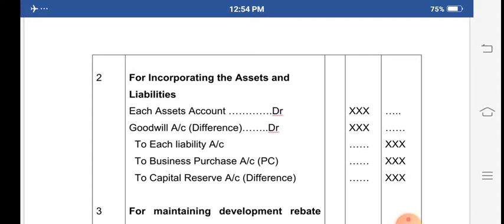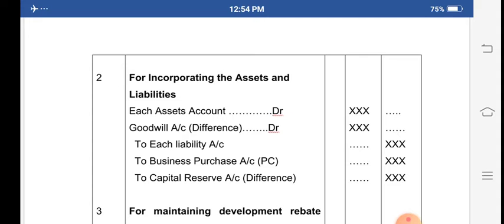Whatever the difference between the purchase consideration and the net assets of the transferor company, this difference is adjusted in the goodwill or the capital reserve. So this is the goodwill. Goodwill account debit, to each liability account credit, to business purchase account credit, to capital reserve account credit for any difference. This we also have to debit.